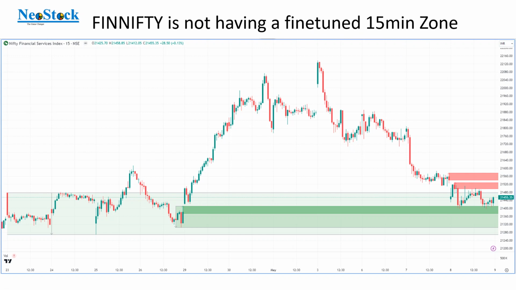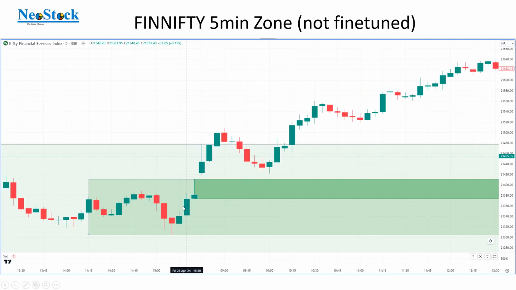But we identified a 5 minute zone. See here, rally, base, rally. This 5 minute zone is not a fine-tuned zone. Can we plan a trade? If you plan a trade, this is called an aggressive trade.